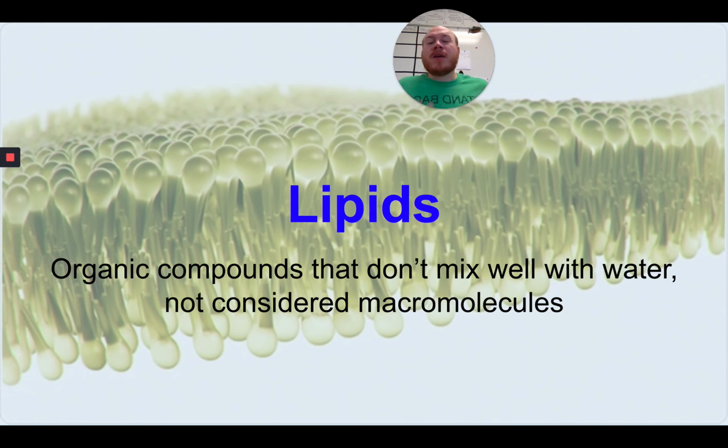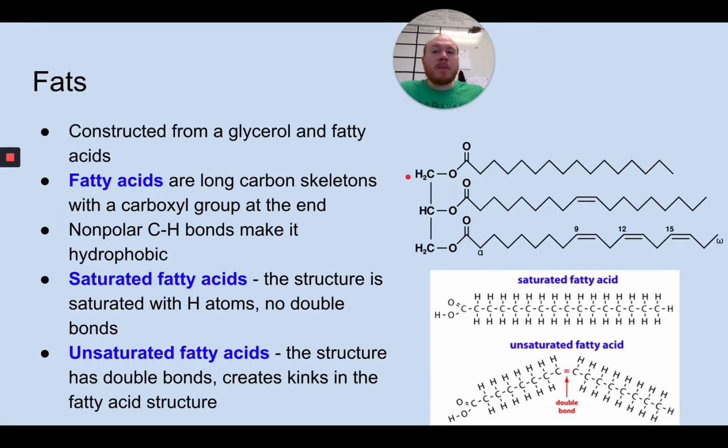Now, the other biomolecule I want to talk about today is lipids. Lipids are organic compounds that don't mix well with water and are not considered macromolecules. Their structure isn't complex enough to be a macromolecule. Now, fats are constructed from a glycerol and fatty acids. So here's a glycerol molecule right here, and these are the fatty acids. And depending on the fatty acids determines what kind of fat you get. So the fatty acids are just long carbon skeletons with a carboxyl group at the end. So here's our carboxyl group right here.